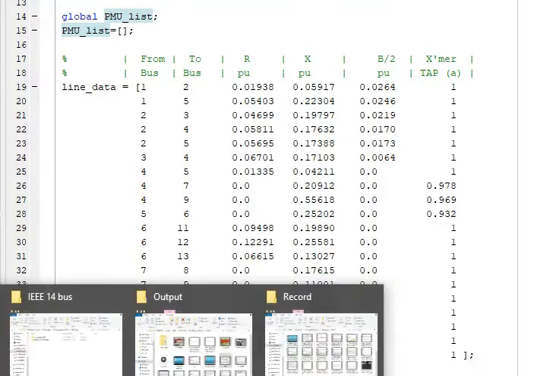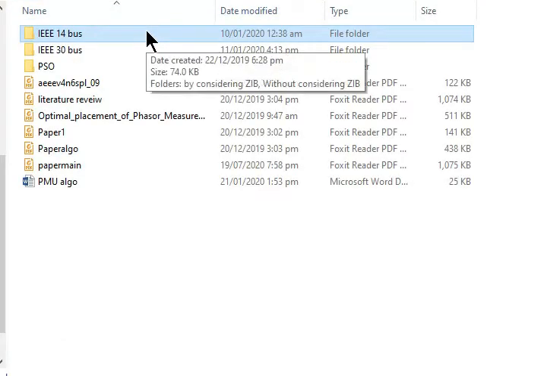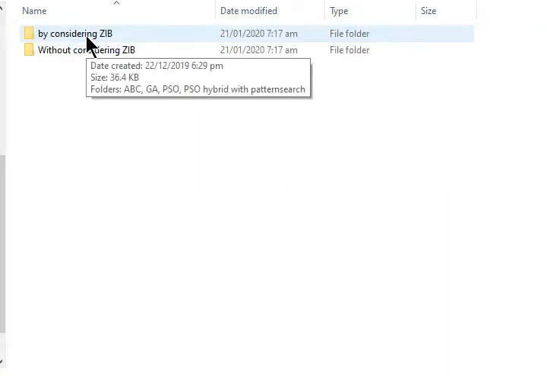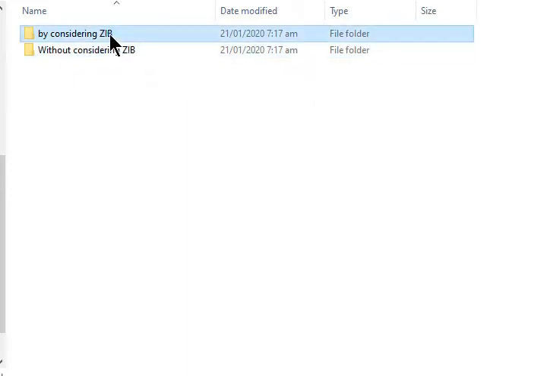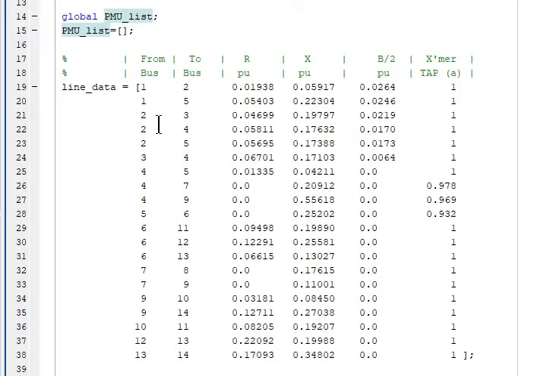As already discussed, we have code for the optimal placement of PMUs for the 14 bus system as well as for the 30 bus system. For both, we have two cases: considering the zero injection buses and without considering the zero injection buses. And further, we have different case studies comparing the results of different optimization techniques like PSO, GA, ABC and hybrid techniques. So let's start with the main basic portion of the code.